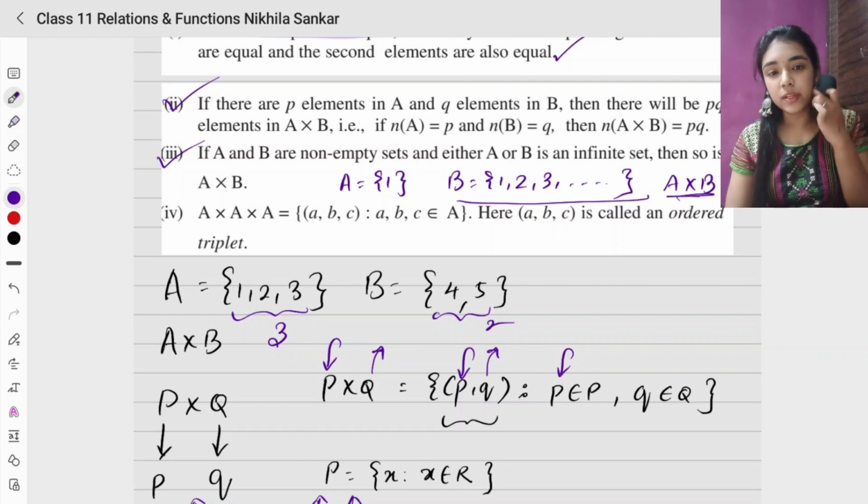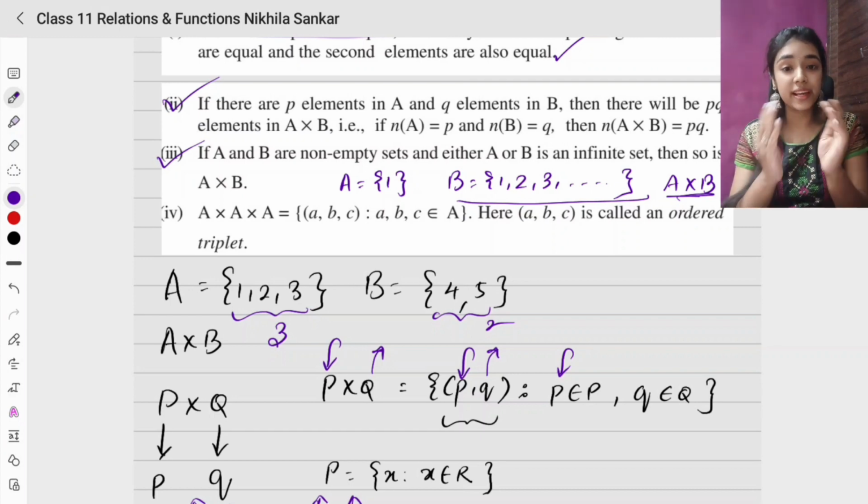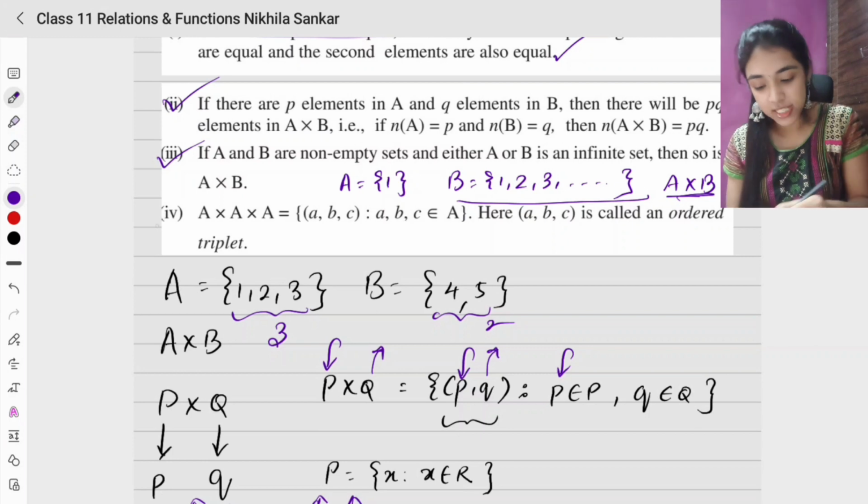Okay, so we learned about ordered pairs. Pairs means only two elements. Next, we are going to see about ordered triplets.